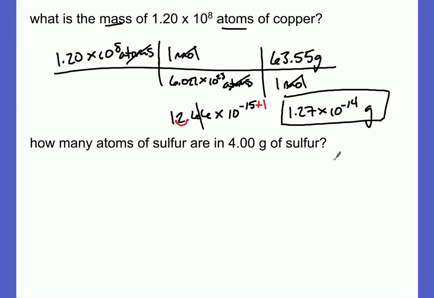So just putting this into context, right? Atoms are super, super tiny. Even if you had 120 million copper atoms, you wouldn't have enough that you'd even register the mass. You wouldn't even notice it.